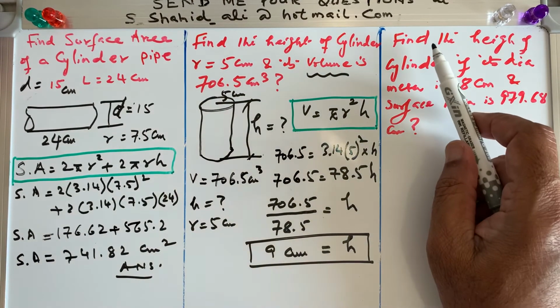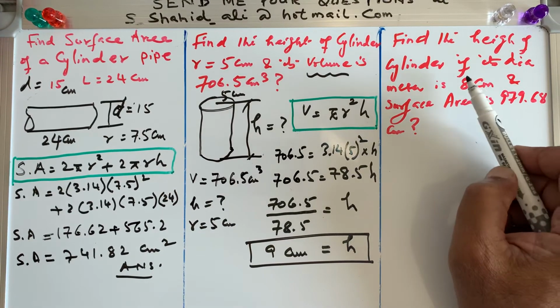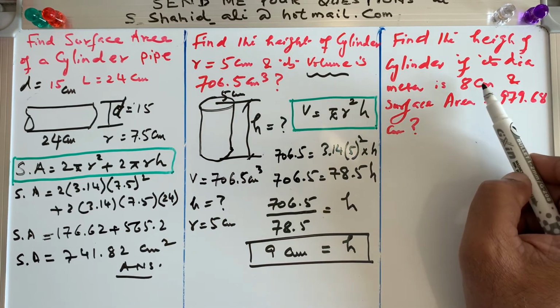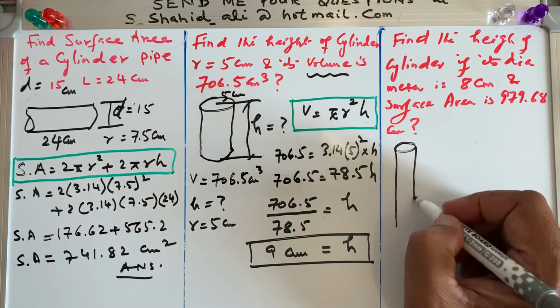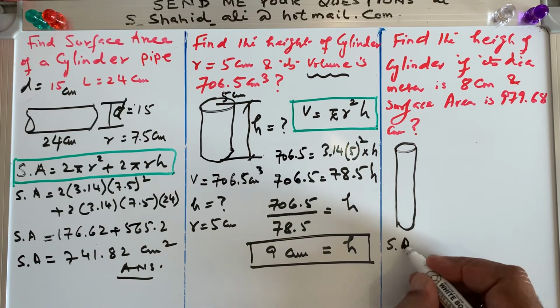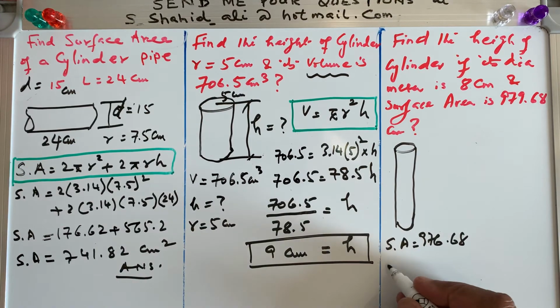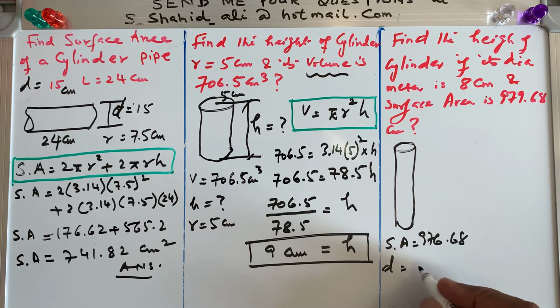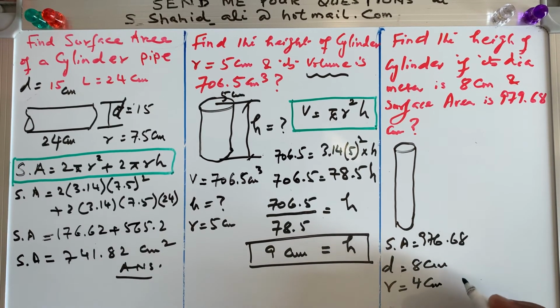Now here again in the third question, find the height of the cylinder. Height of the cylinder is again missing. Its diameter is 8 centimeter, and its surface area is given. So when surface area is given, you will write surface area is 979.68, and what else is given? Diameter is given. Diameter is 8, right? So you have to be careful what is given. Diameter is 8 centimeter, so actually I can write here radius as well. So radius is 4 centimeter.